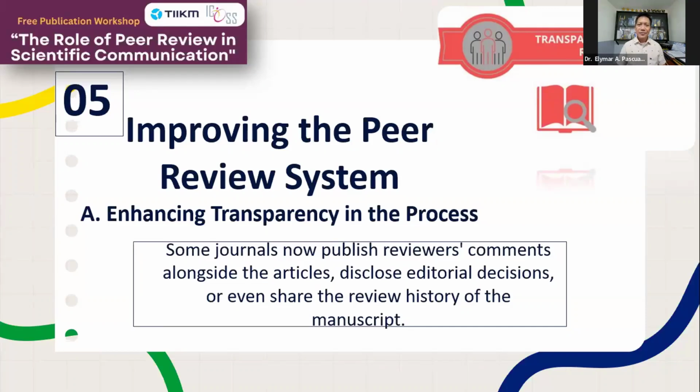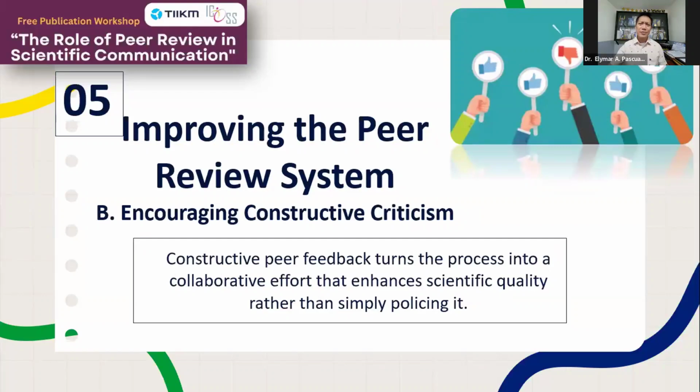Next slide. The next way of improving the peer review system is by encouraging constructive criticism. For peer review to be truly effective, feedback must go beyond pointing out flaws. It should also offer guidance for improvement. Encouraging constructive criticism means fostering a culture in which reviewers provide specific, respectful, and actionable suggestions.